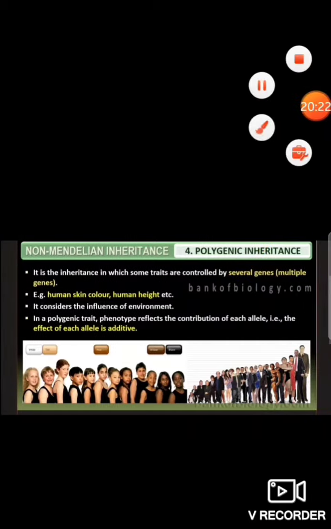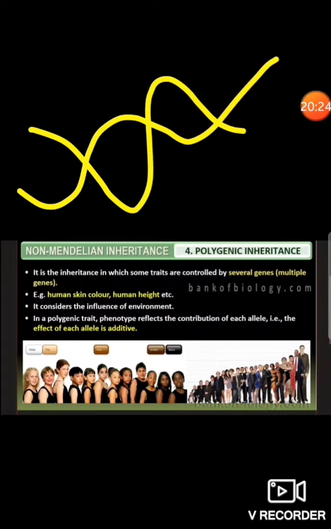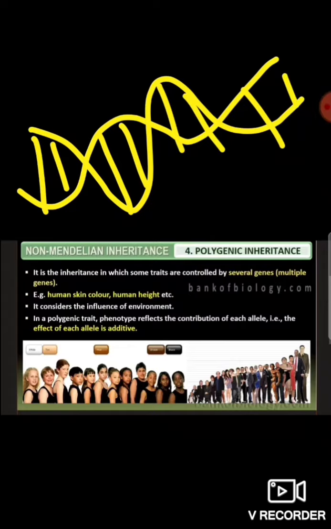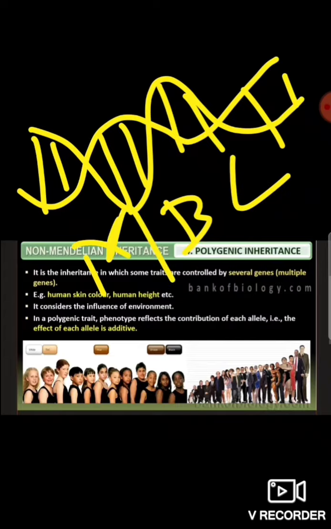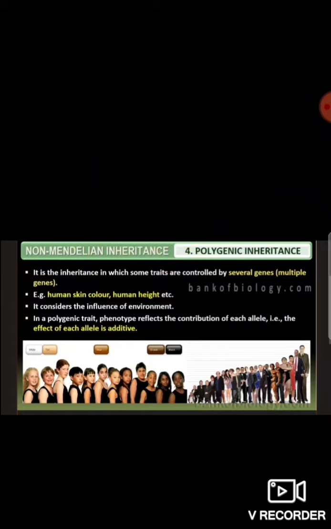If you consider one gene, one DNA, okay, so there will be genes. If there are many types of genes, for example, for skin color, there are many types of genes. For example, there is a gene for brown color, there is a gene for light skin tone, and a gene for medium skin tone. So there are many different types of genes for a character. It is the inheritance in which traits are controlled by several genes, multiple genes.